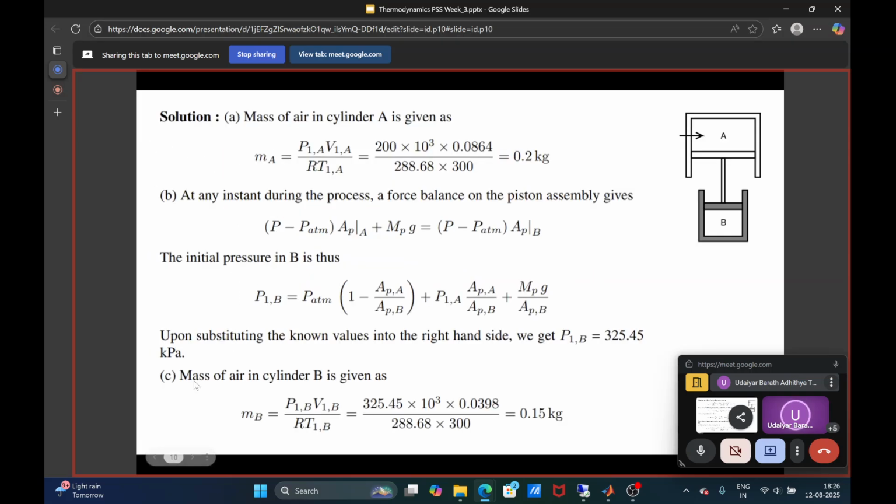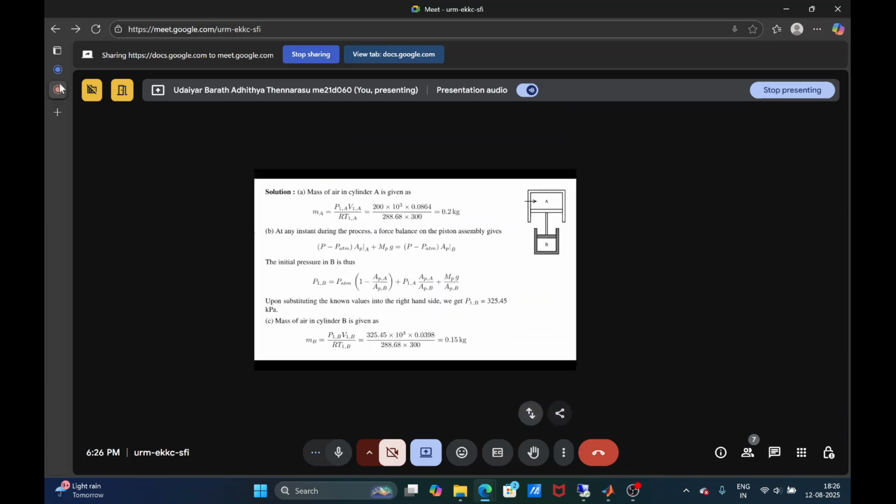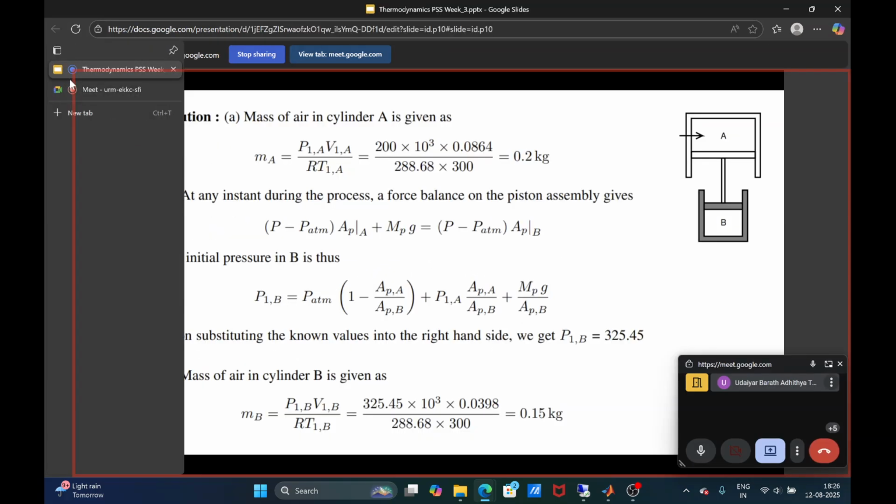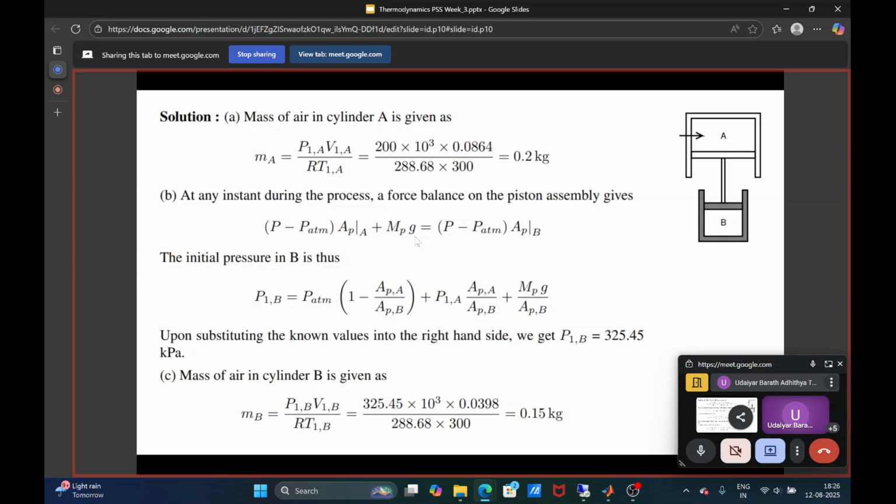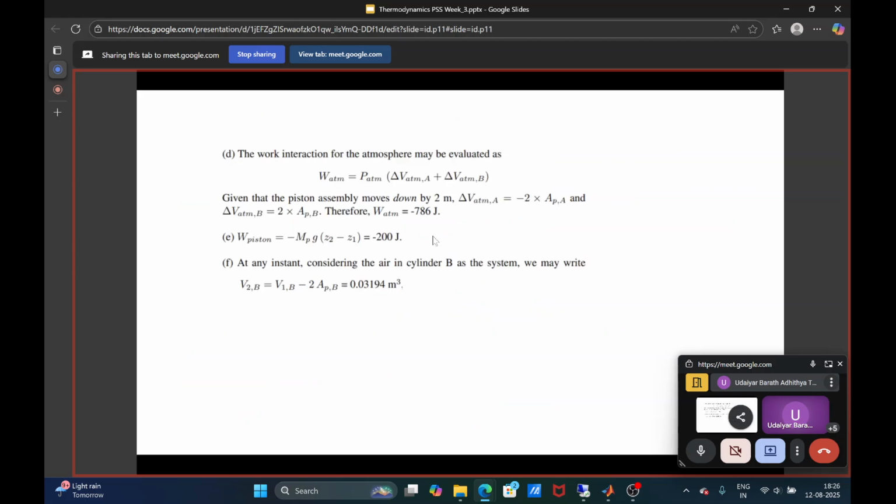Then part C is the mass of air in cylinder B. Using the similar ideal gas equation, we now know the pressure, initial volume and temperature. So we have found the initial pressure, and using that we can find the mass, which comes out to be 0.15 kg. Next, we need to find the work for each of the components.